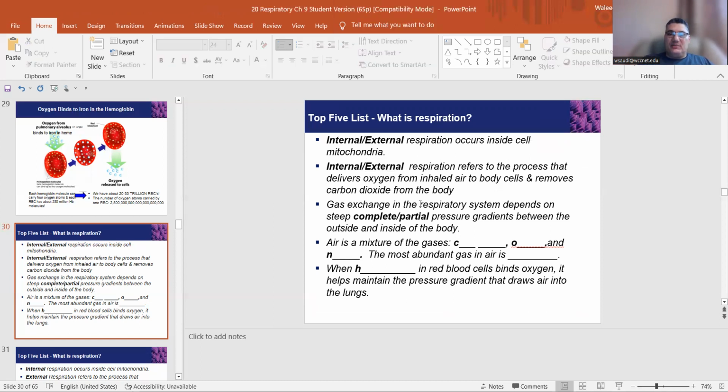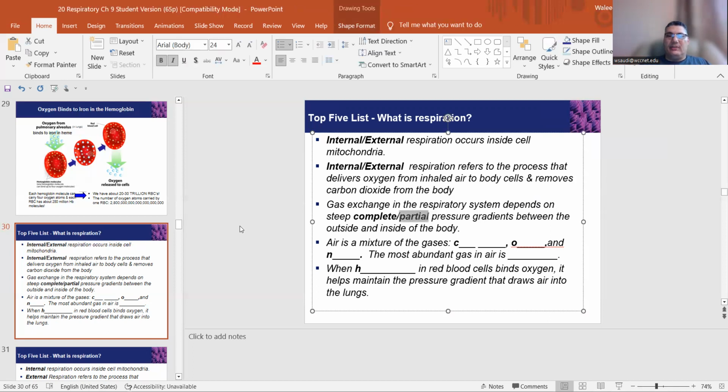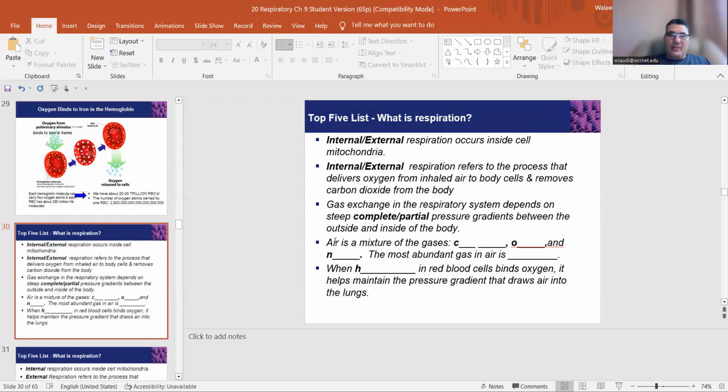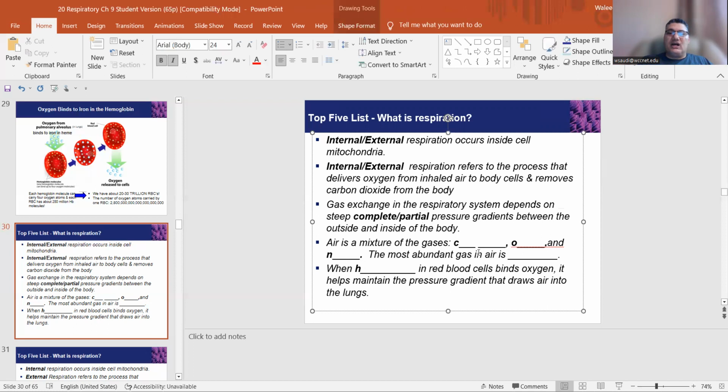Gas exchange in the respiratory system depends on the partial pressure that we talked about. Like, what's the pressure of the oxygen outside and inside? The air contains carbon dioxide, oxygen, and nitrogen. But which one is the most abundant? Abundant means plenty, a lot. Of course, it is nitrogen.